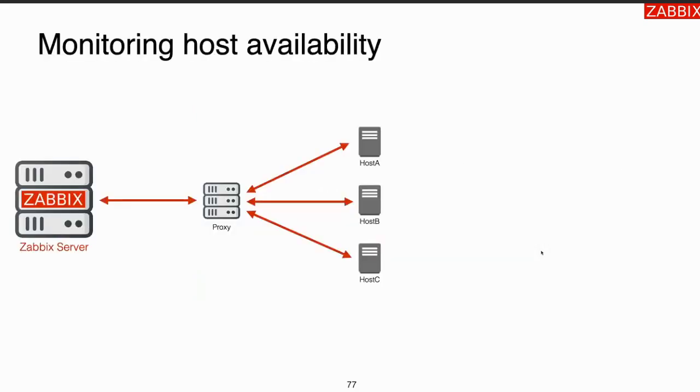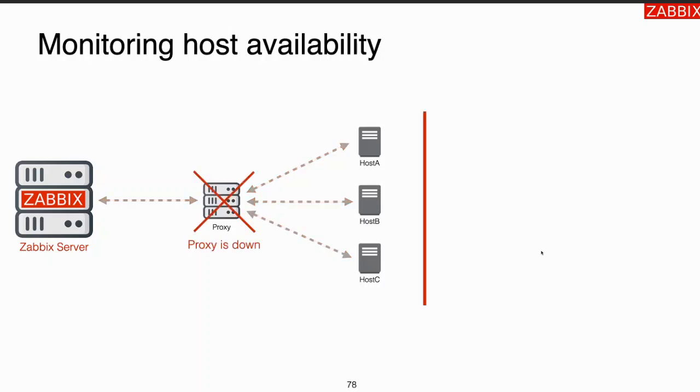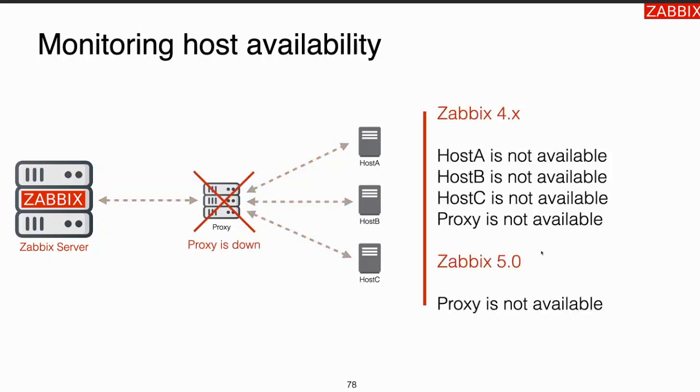What does it mean? If you monitor a host availability right now, and our hosts are behind a proxy, so they're monitored by proxy, and say proxy is down, and we use this trigger like host A item nodata 1 minute is 1. It basically means that we have no data from host A, and if proxy is not available, Zabbix 4.x will generate 4 problems like host A is not available, host B not available, C not available, and proxy is not available as well.